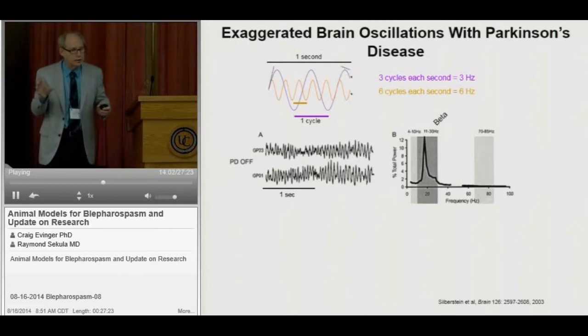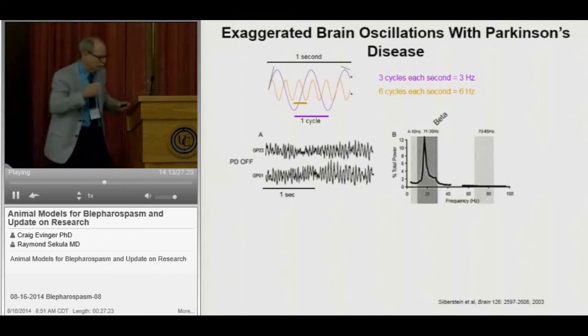Parkinson's disease is a classic example of the works being gummed up. Because what's the definition of Parkinson's? It's hard to move, it's slow to move, that sort of thing. So you can think about these oscillations gumming up the works.